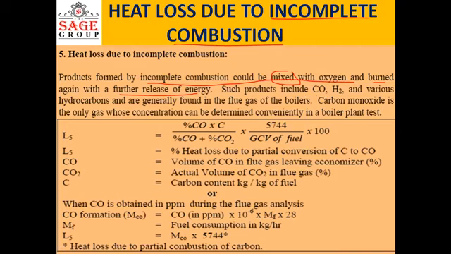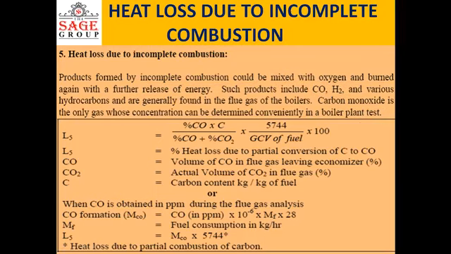Such products include carbon monoxide, H2, and various hydrocarbons, and are generally found in the flue gas of the boiler. So, if there is a formation of carbon monoxide, or hydrogen, or other hydrocarbons, they are normally found in the flue gas, and because of incomplete combustion, they will further take heat, and the energy generated will be smaller. Carbon monoxide CO is the only gas whose concentration can be determined conveniently in a boiler plant test.